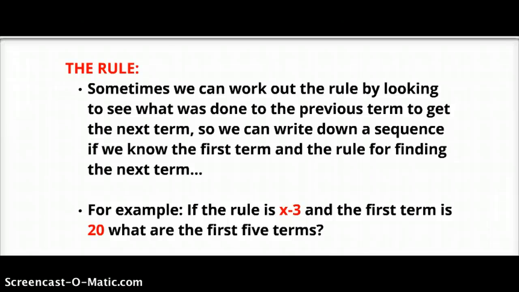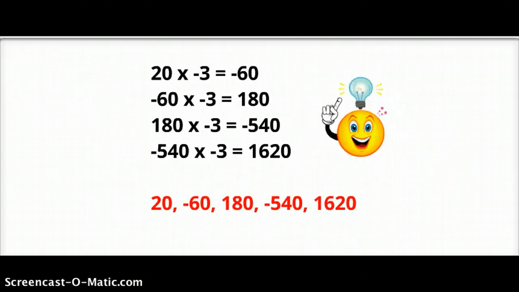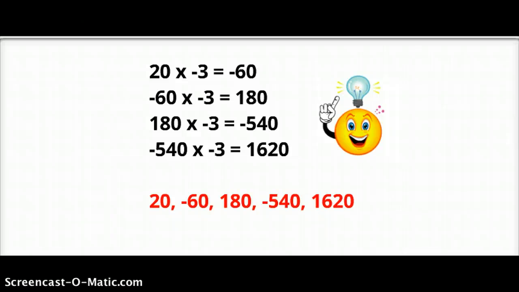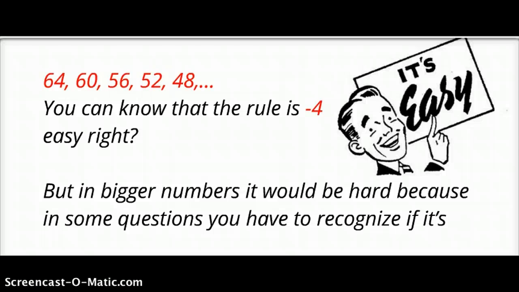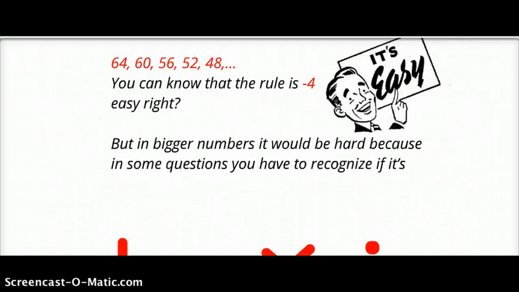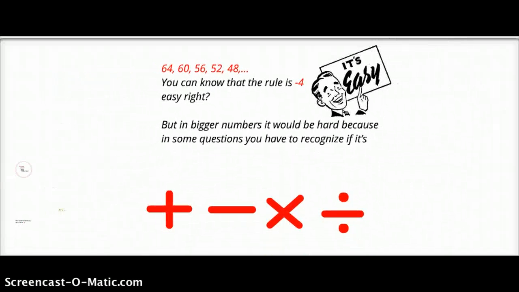so we can write down a sequence if we know the first term and the rule for finding the next term. For example, if the rule is times -3 and the first term is 20, what are the first 5 terms? If you do the calculation, you will get this answer. Here you can note that the rule is -4. Easy, right? But with bigger numbers it would be hard, because in some questions you have to recognize if it's plus, minus, times, or divide.